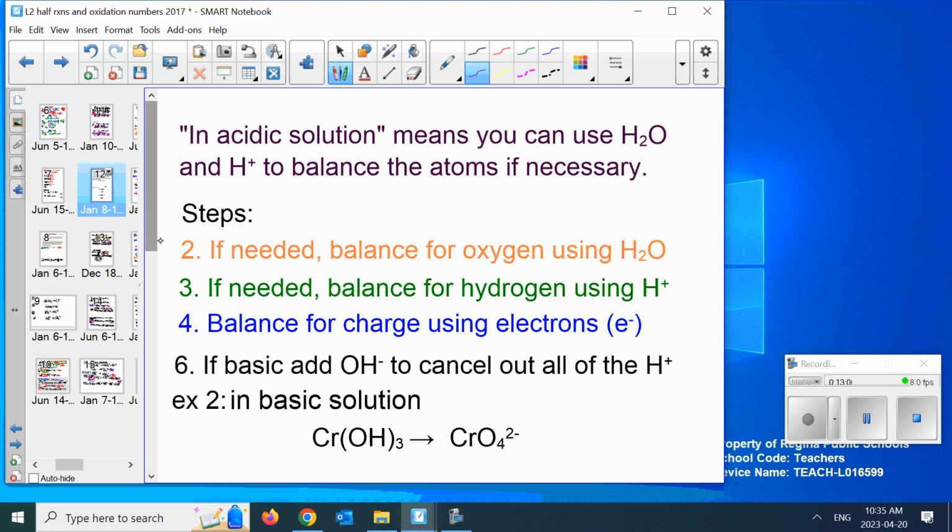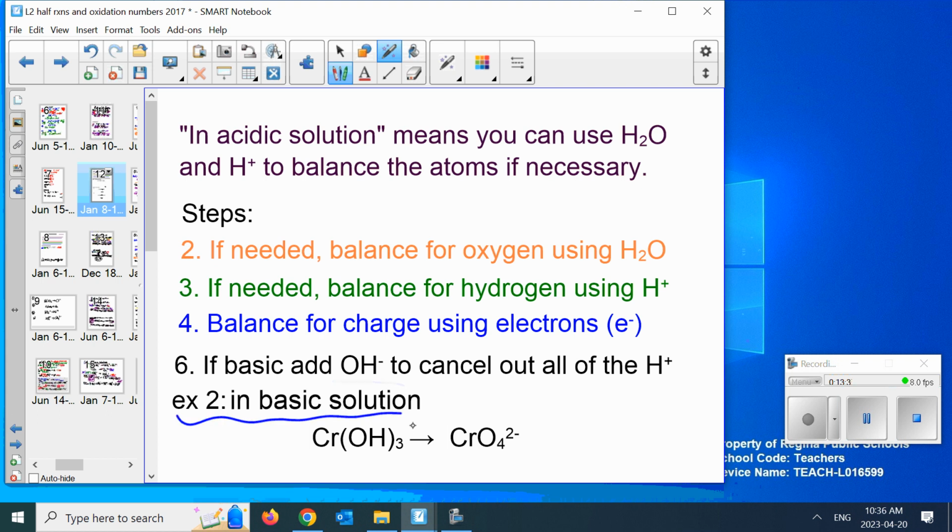So now, in acidic solution, we use. Now this is stuff you have down, so don't rewrite all these steps, right? This is on the back of the sheet. We said acidic solution means you can use water and hydrogen to balance, if needed. Now, we didn't talk about it basic, but you still go through the same steps as if they're acidic, and then there's a last step. You notice we're skipping step 5 because I'm only doing half. If it's basic, as a last step, you add hydroxide. I won't get into that too much until we get to the step.